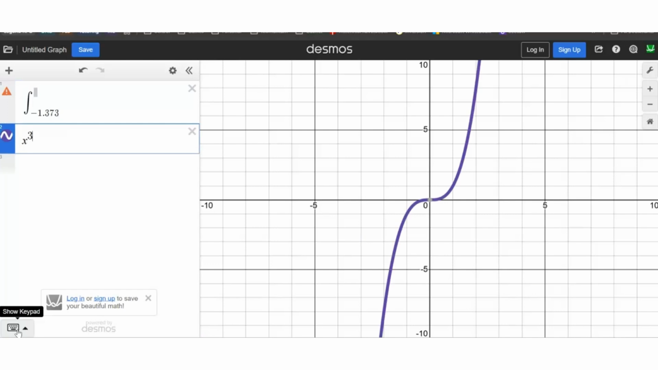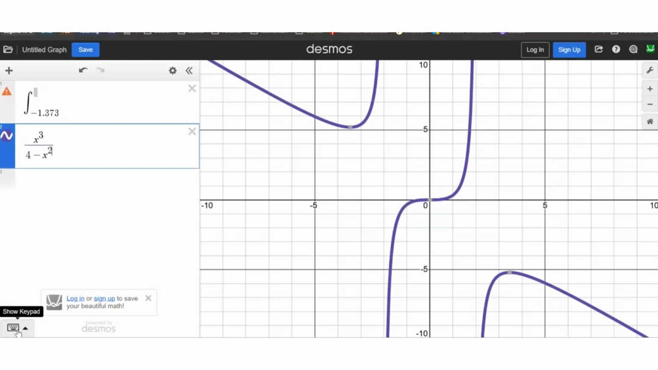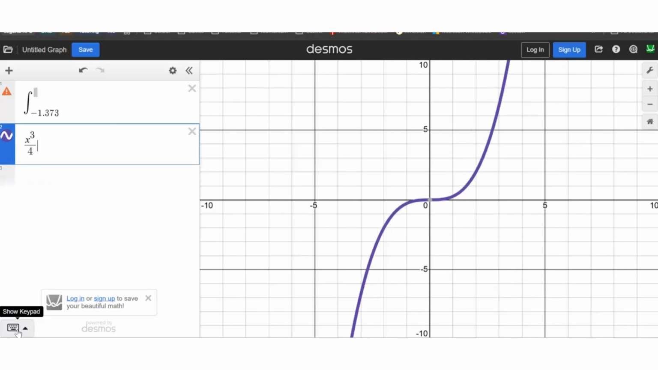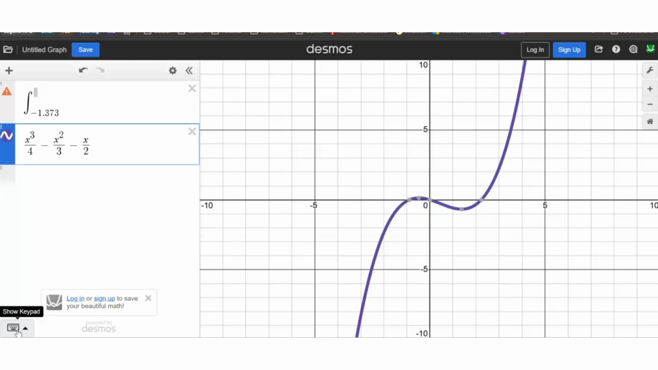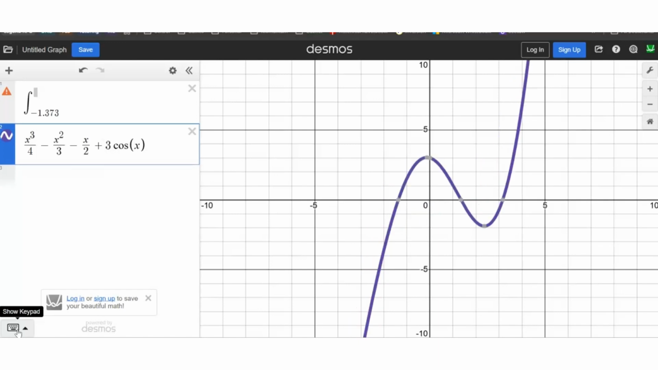We did x cubed divided by 4 minus x squared divided by 3, minus x over 2 plus 3 cosine x. And I just went and found that point, negative 1.373. That's all I did. And this goes from negative 1.373 to 0.